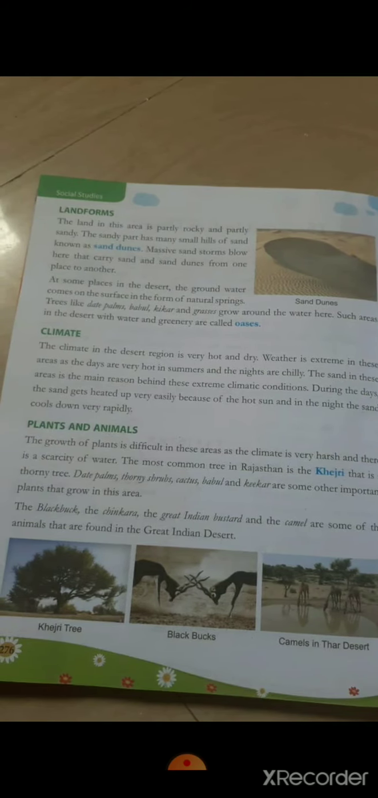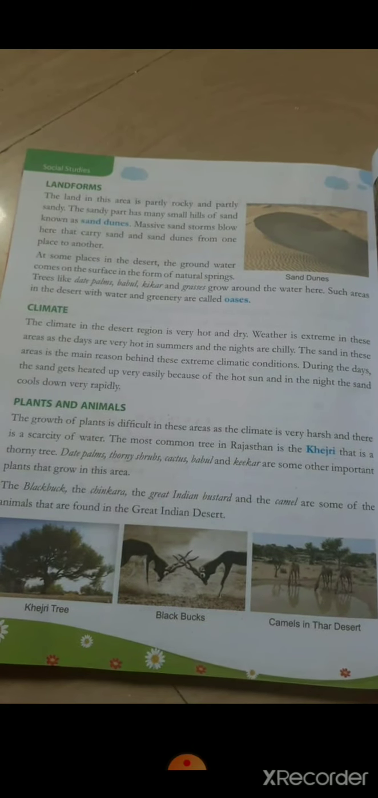The climate of the deserts is very extreme. The climate in the desert region is very hot and dry. Weather is extreme in these areas as the days are very hot in summer and the nights are chilly. The sand in these areas is the main reason behind these extreme climate conditions. During the day, the sand gets heated up very easily because of the hot sun, and in the night, the sand cools down very rapidly.